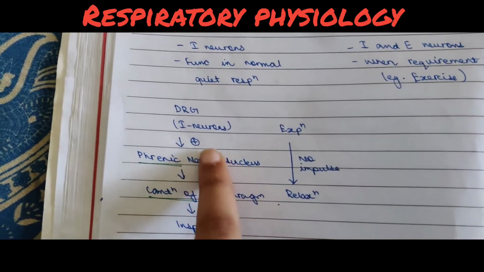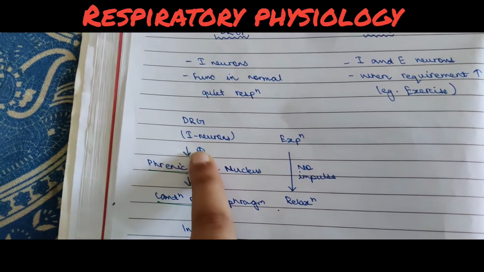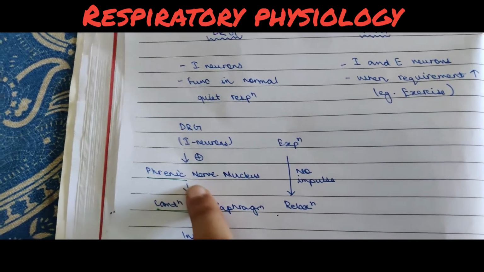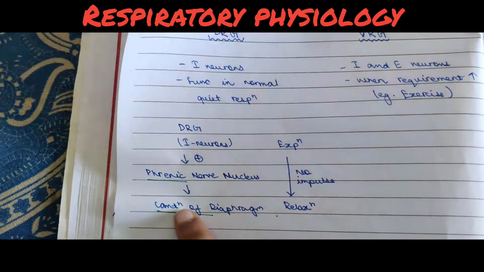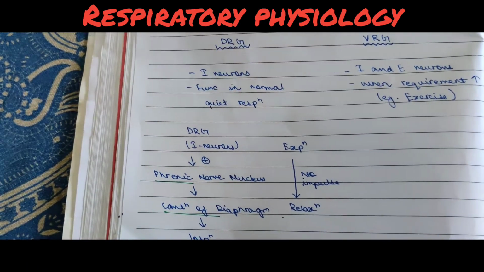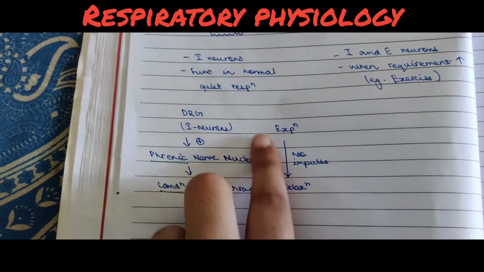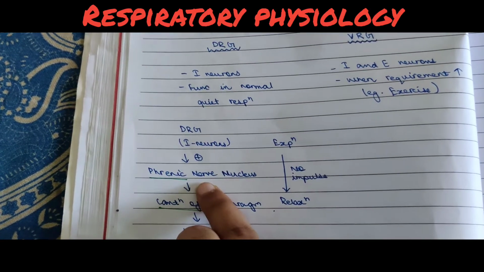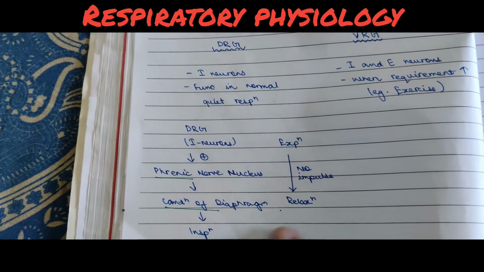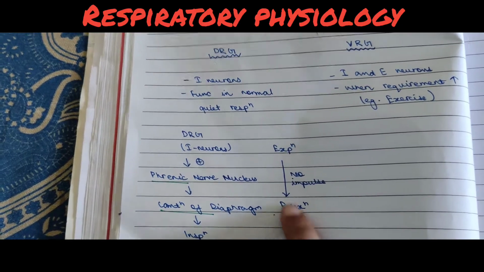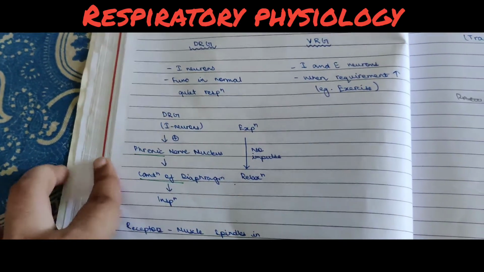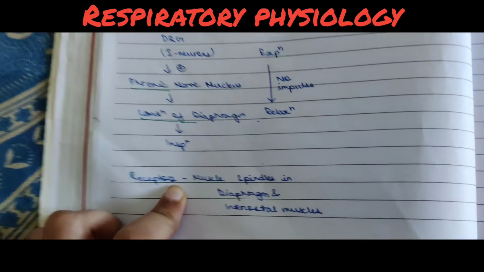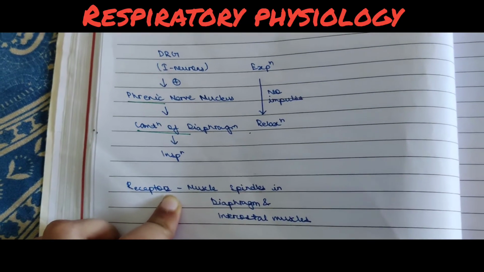So now what happens? Firstly, DRG I neurons are excited, which further excite the phrenic nerve nucleus, and this phrenic nerve will cause contraction of the diaphragm, and inspiration occurs. During expiration there are no impulses from I neurons, so the phrenic nerve will not be excited. Therefore the diaphragm will relax and lead to expiration. Now receptors for this contraction are muscle spindles in the diaphragm and intercostal muscles.